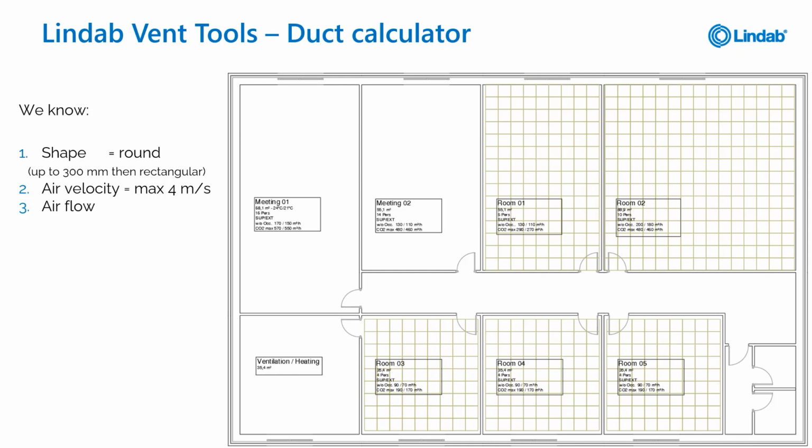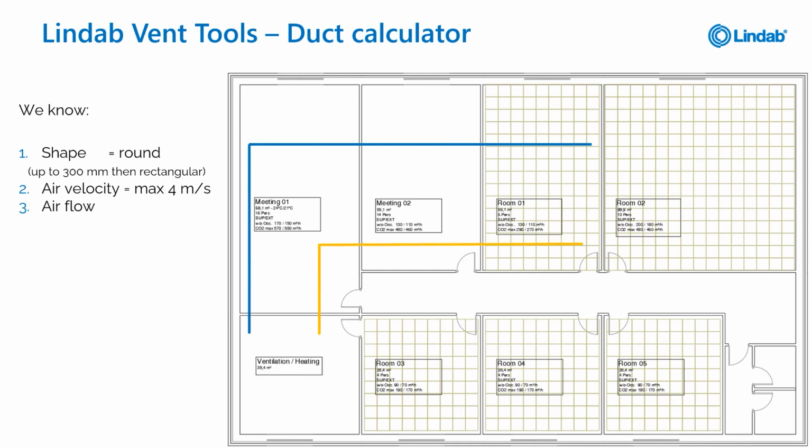This is a small building. There is already a room stamp here, and each room has a specific airflow. What we know is we want to use round ducts. As long as we can use a size of 300, we want to use an air velocity in the ducts of 4 meters per second, and we know again the airflows from the rooms.